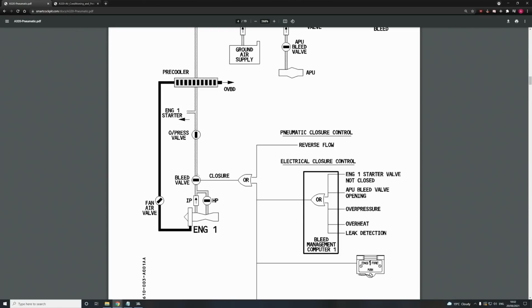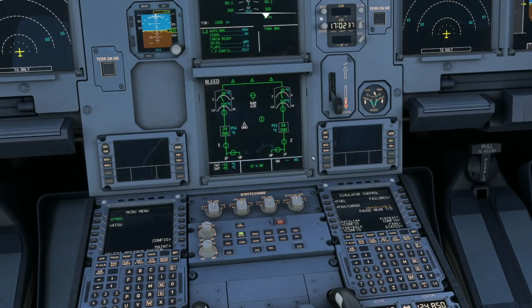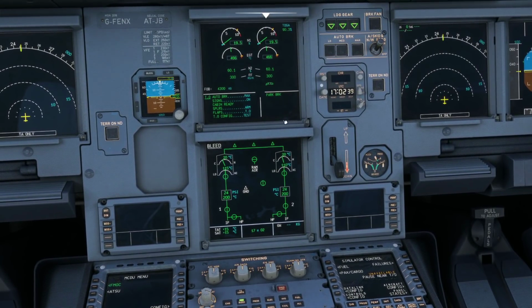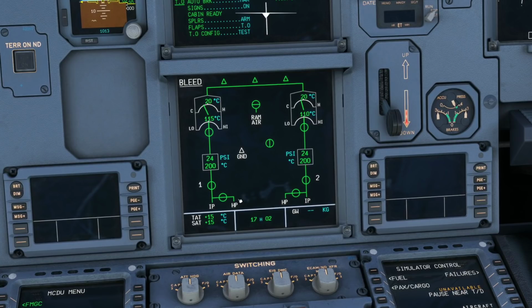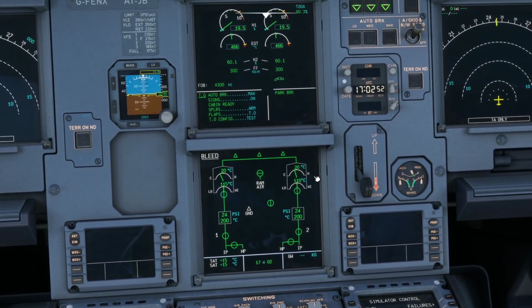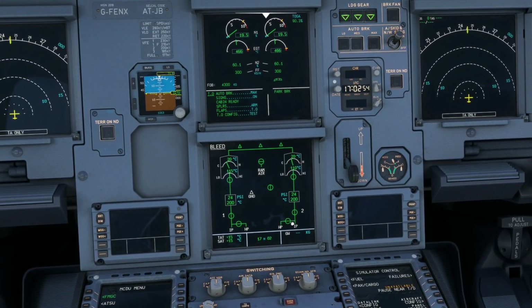So we'll just take a look at that right here. As you can see, we're sitting at idle, so idle N1. And you can see here that the valve is open and the high pressure port is supplying the bleed air system with some pressure. Now, if we increase the N1 and we start adding some thrust, you'll see the BMC will command these valves to close because the intermediate pressure stage is able to provide what we need to power the bleed air system. So I'm going to bring the N1 up in just a sec.